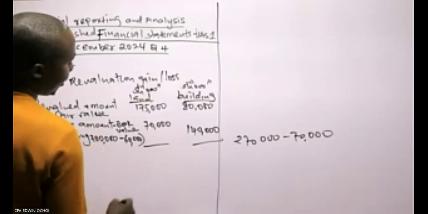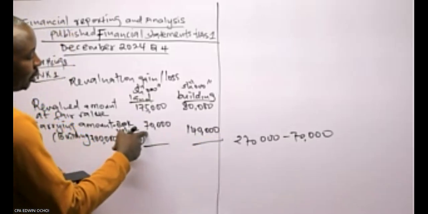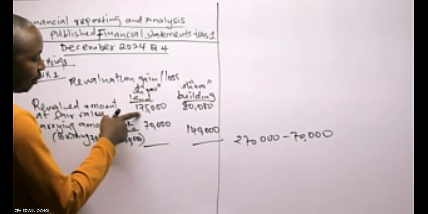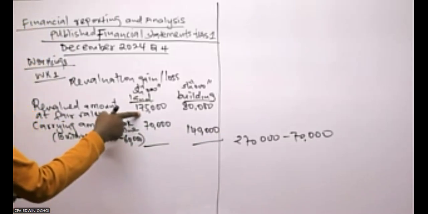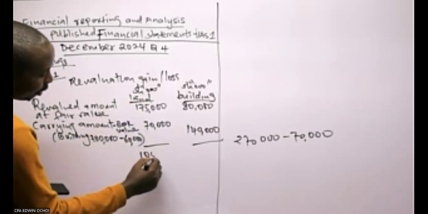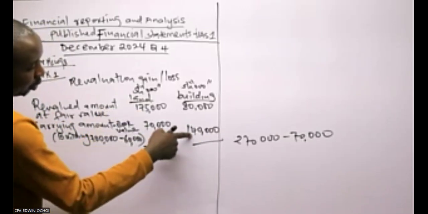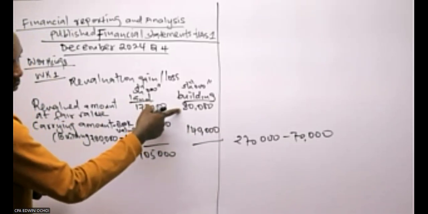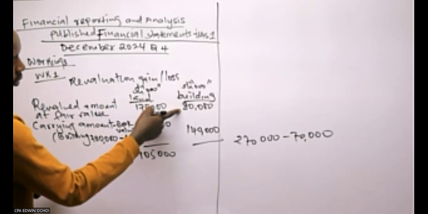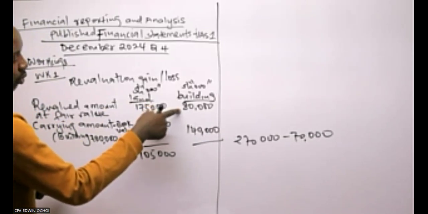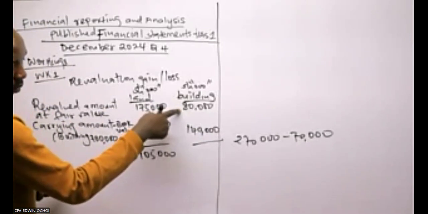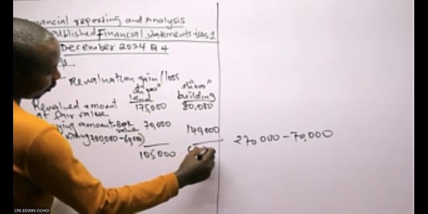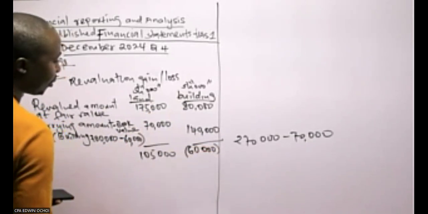So this one was stated at 70. It has been revalued to 175. So that is a gain of 105,000. This one was at 140. It has been revalued downwards to 80. So this is a revaluation loss of 60.